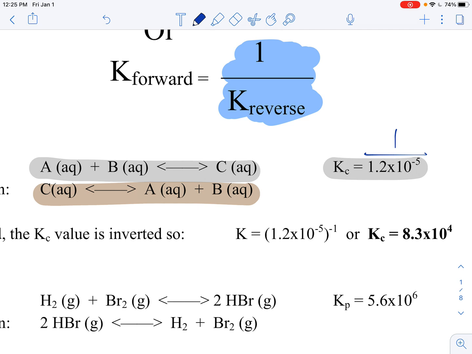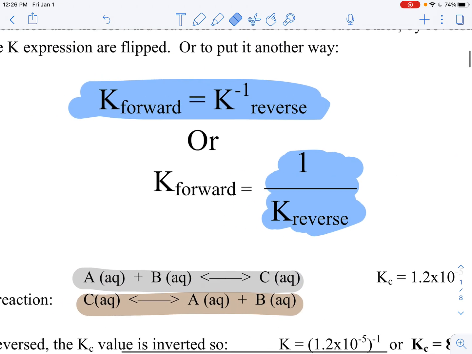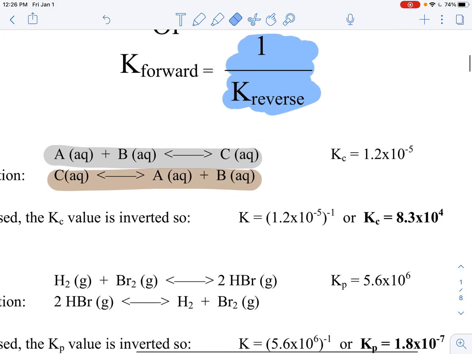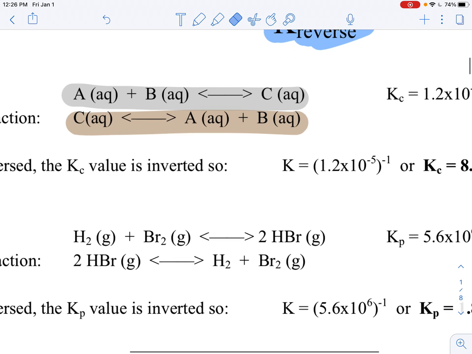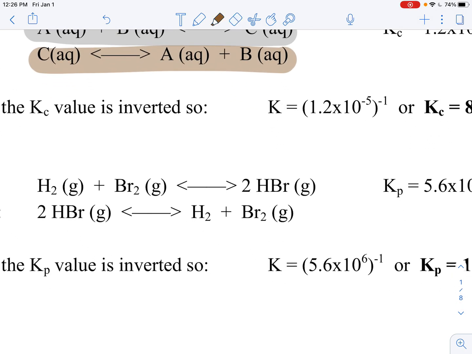I don't flip it, I invert it. So I do 1 over 1.2 times 10 to the negative fifth, or 1.2 times 10 to the negative fifth to the negative 1 here, and I end up with a value of 8.3 times 10 to the negative fourth, assuming my math is correct. So when you flip an equation in equilibrium, you do not take the negative sign of it. What you instead do is you invert it, or you take it to the power of negative 1.